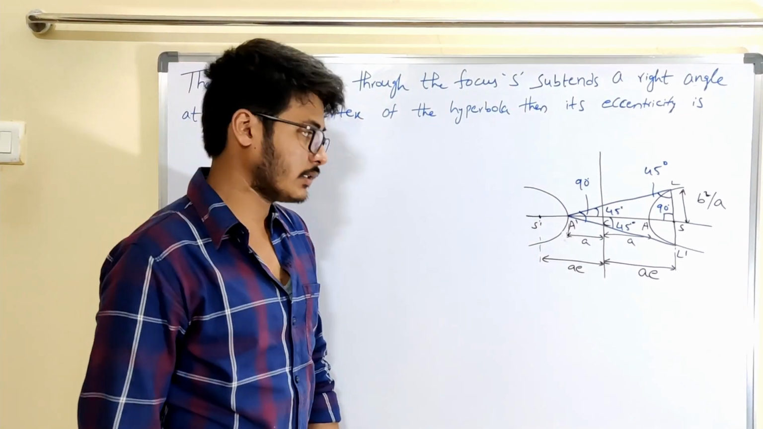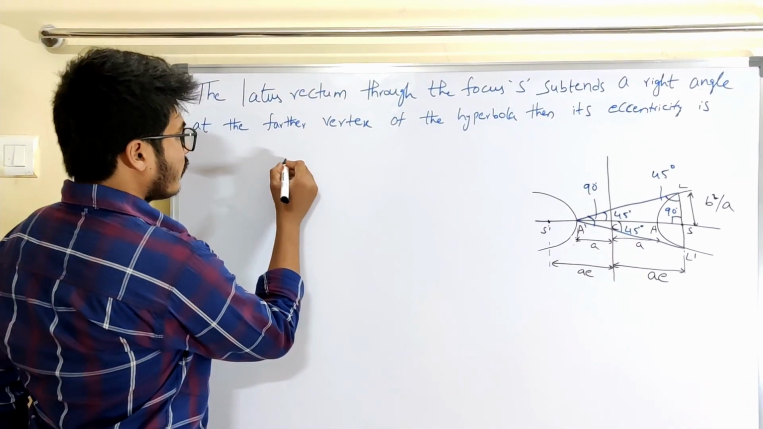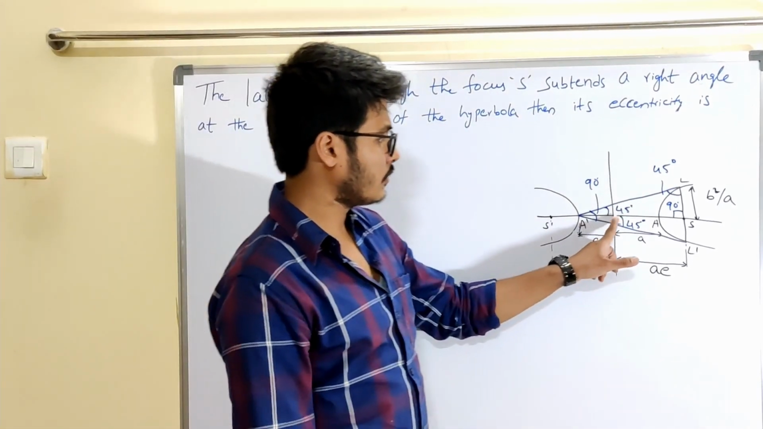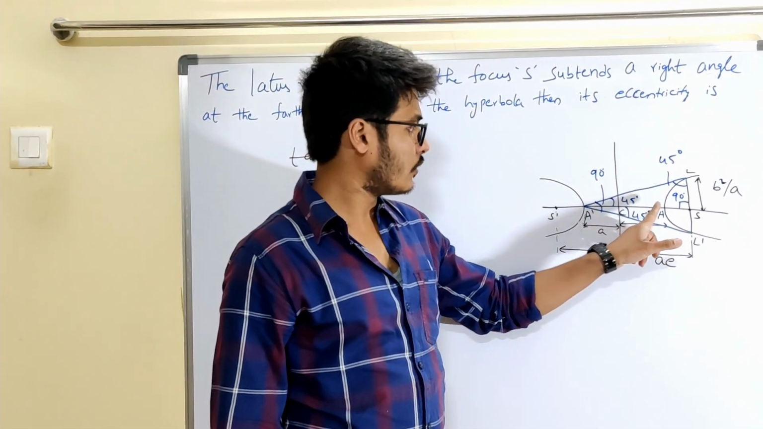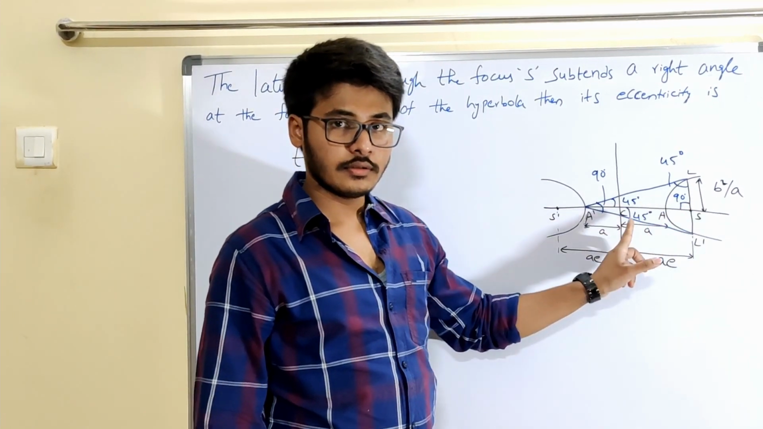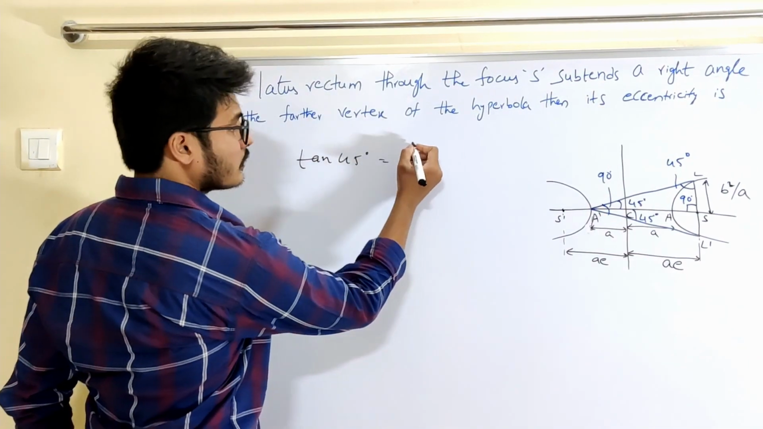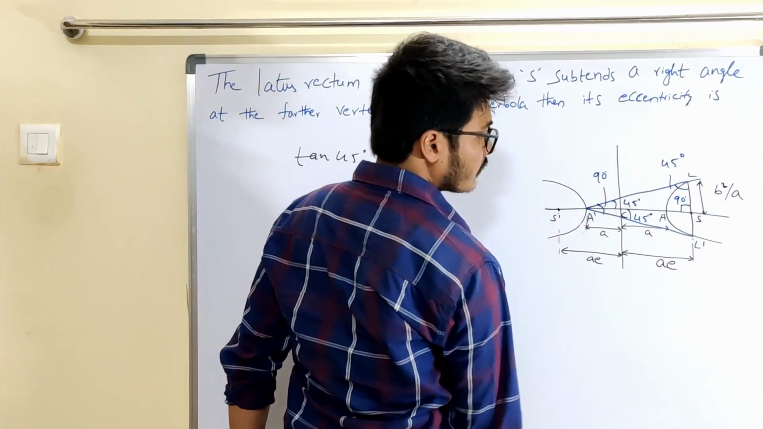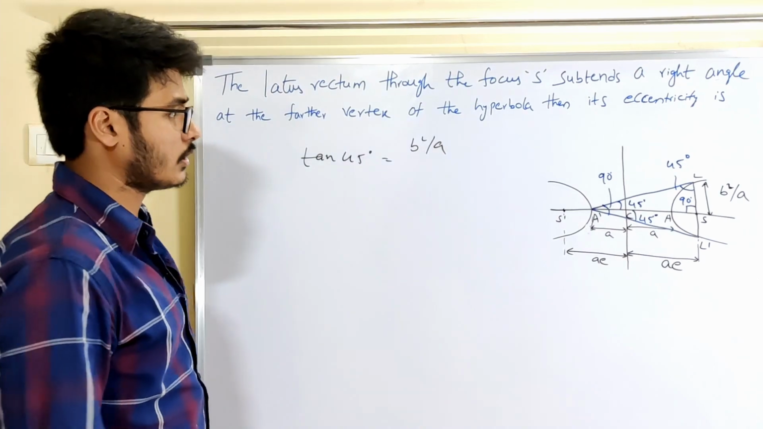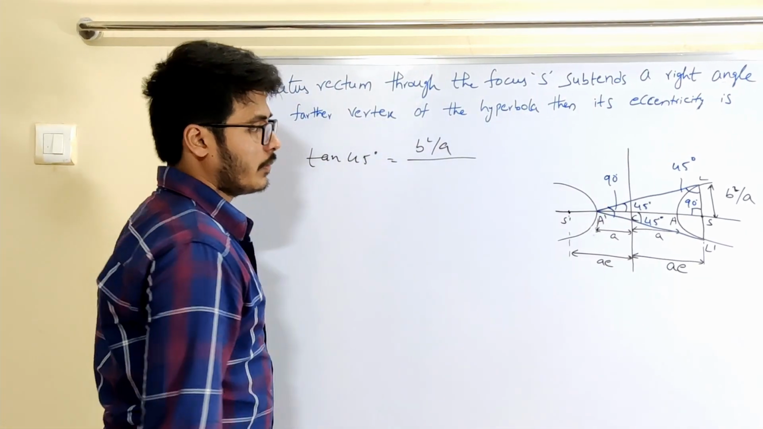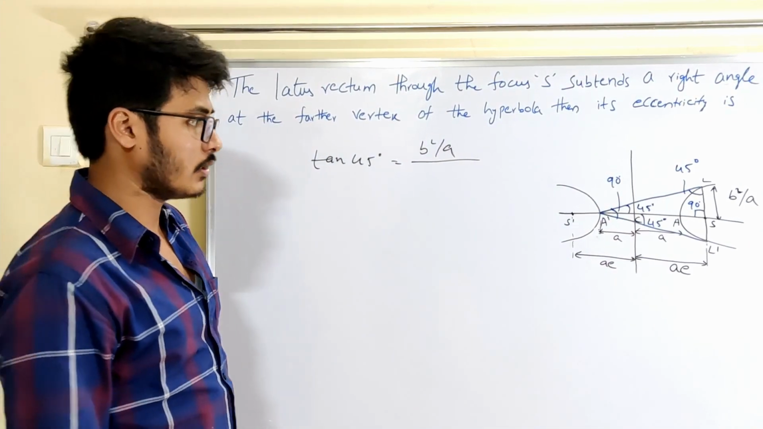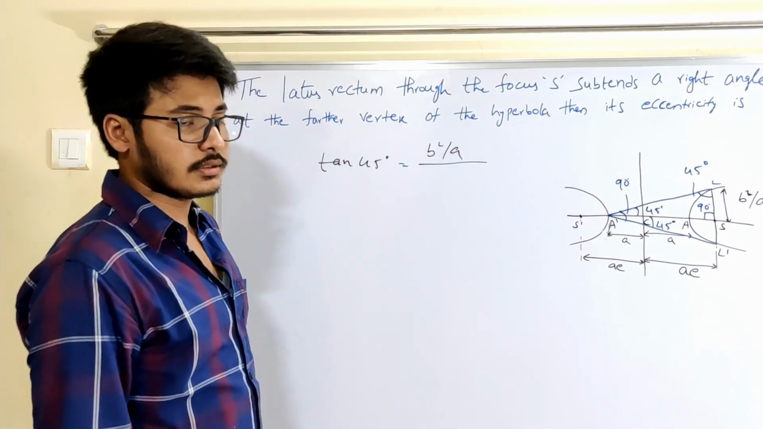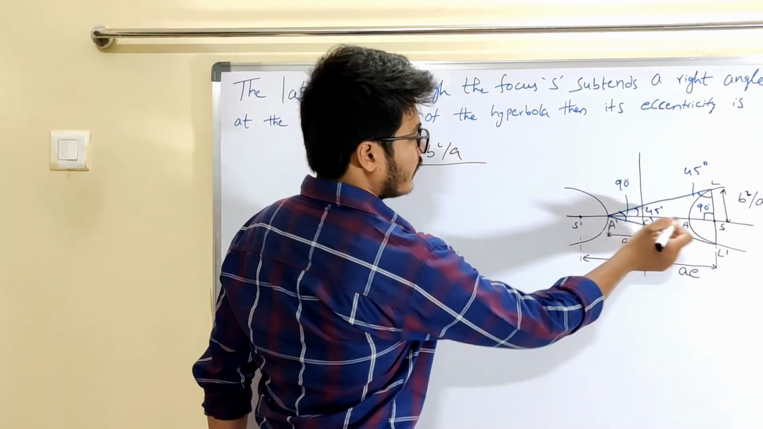Now we'll see how to find eccentricity. Here tan 45 degrees is equal to side opposite by side adjacent. Here opposite side is b square by a. Opposite to 45 degrees is L to S, nothing but b square by a divided by adjacent side. Here adjacent side is A dash S. Adjacent side to 45 degrees is A dash S.